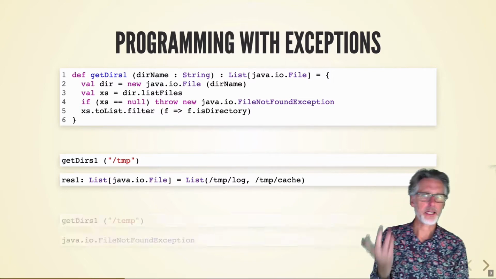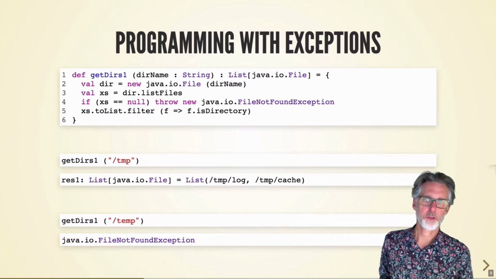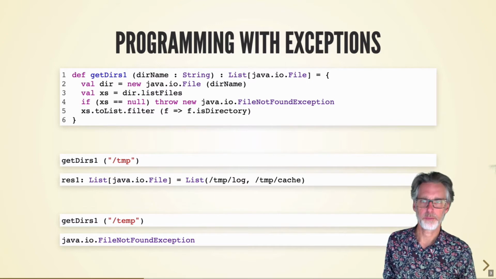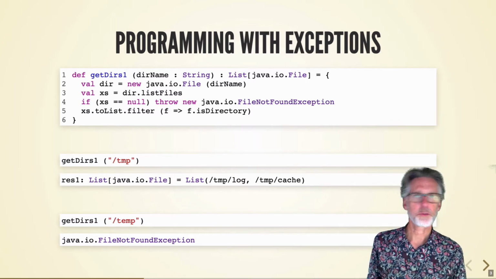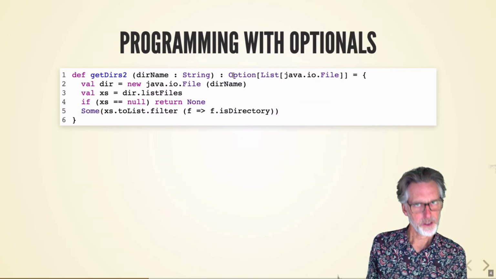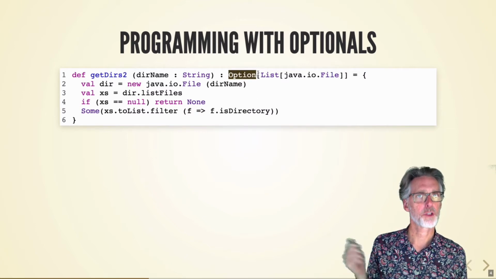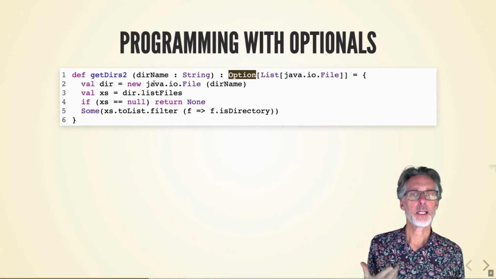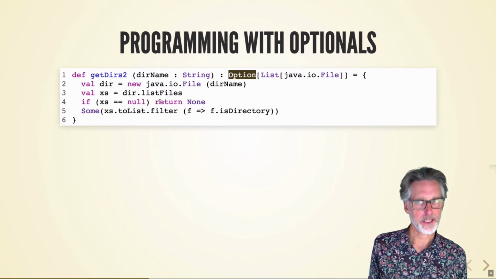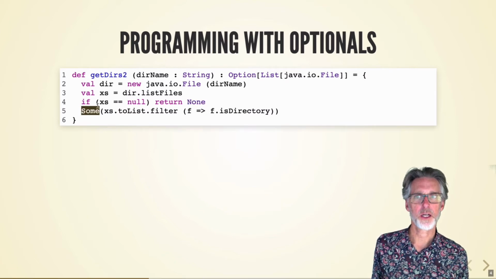But if I try a bad name, indeed I get an exception. And that's what I'm expecting because that's an exceptional circumstance. You're not supposed to call it with a bad file name. If you do this with option types, it doesn't look that different. You'll see here we have a return type that's changed from simply list of files to option of list. And then we have, instead of throwing an exception here on line 4, we return none. And finally, our return value, instead of being the raw list, there's a wrapper for the raw list called some.